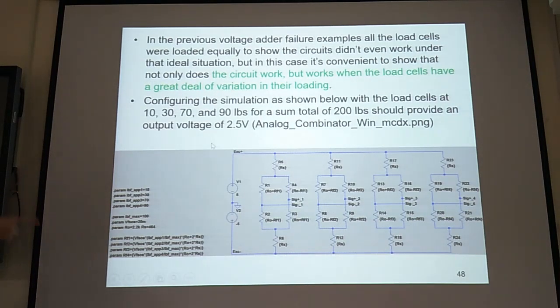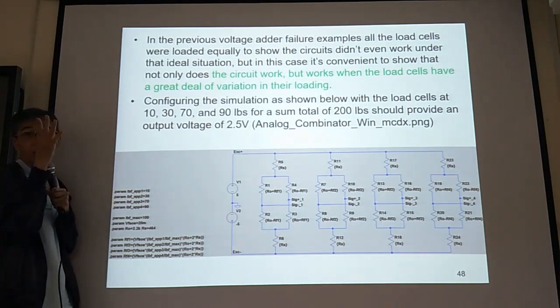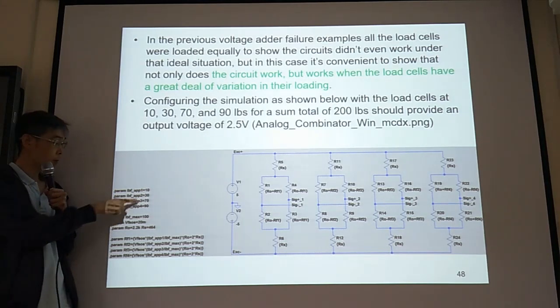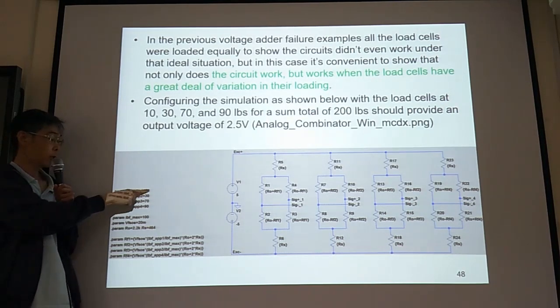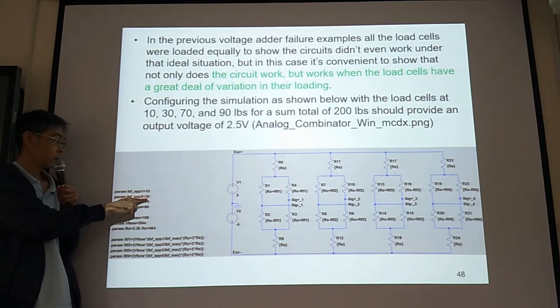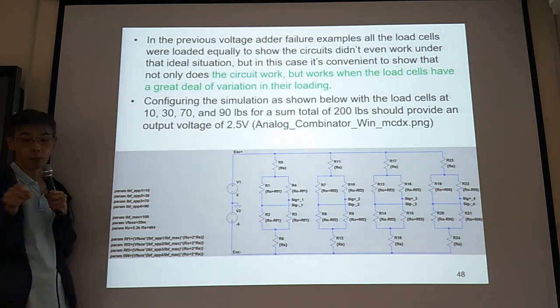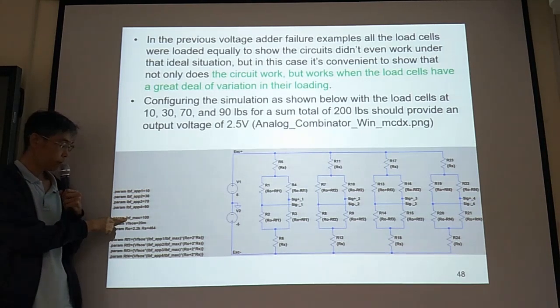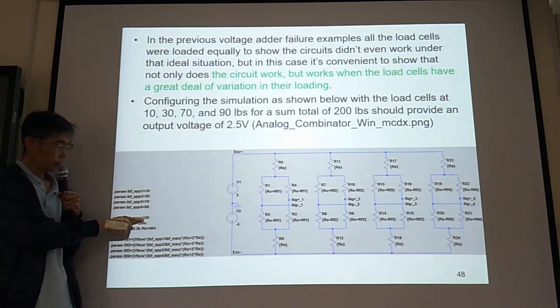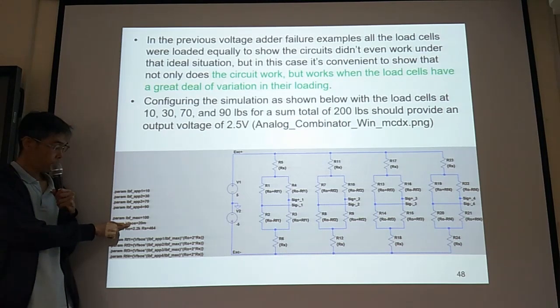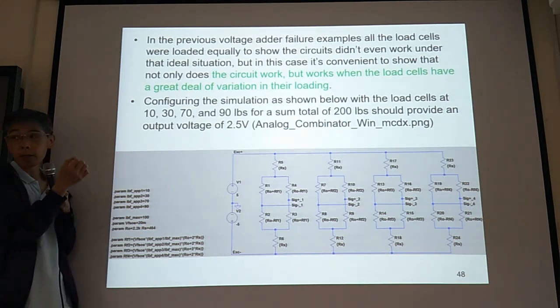Now for this new circuit, we have 4 Wheatstone bridges, but each bridge experiences a different force. So bridge 1 is 10, bridge 2 is 30, bridge 3 is 70, bridge 4 is 90. So this is the reality. Different bridges experience different force. And the maximum force for each bridge, the capacity, is 100. And again, 20 millivolt per 1 excitation volt.